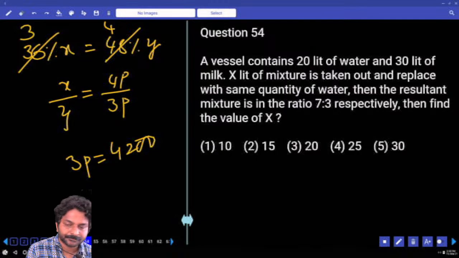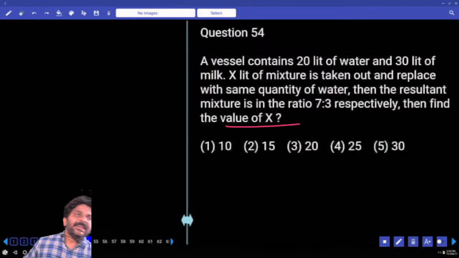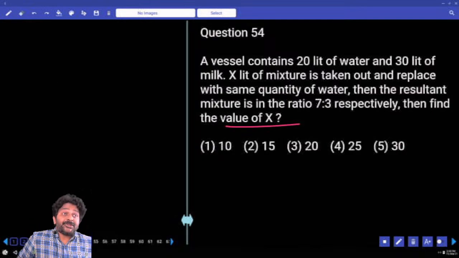Over. A vessel contains 20 liters of water and 30 liters of milk. X liters of mixture is taken out and replaced with the same quantity of water. Then the resultant mixture is in the ratio 7:3. Then the value of X is. Now do remember, sometimes X may be mentioned in percentages and sometimes X may be mentioned as a quantity in liters. For our question, is it mentioned in percentage?